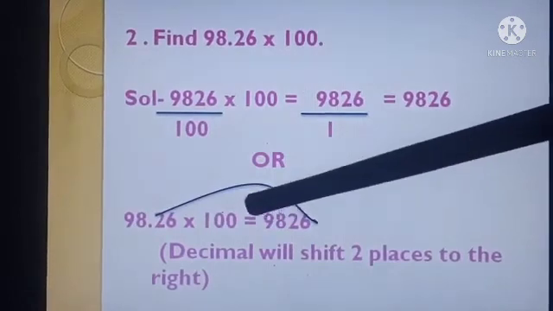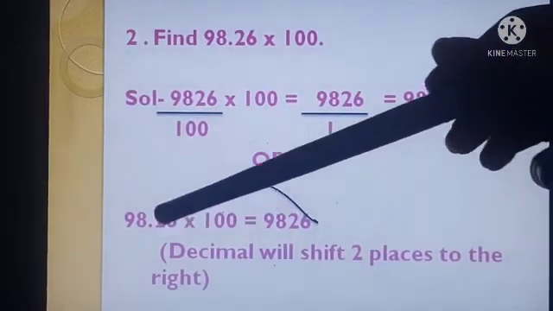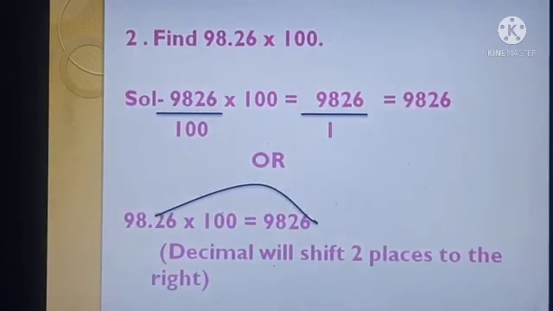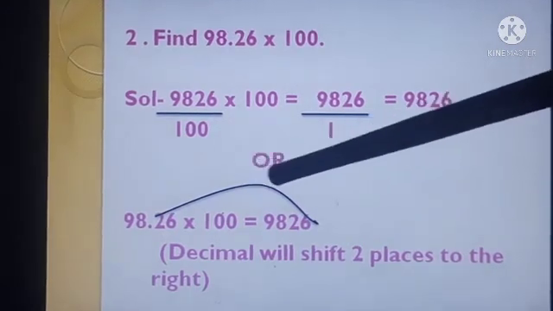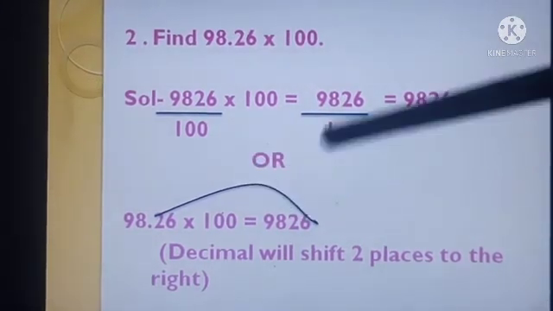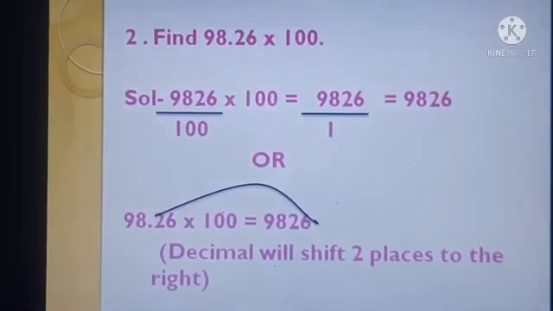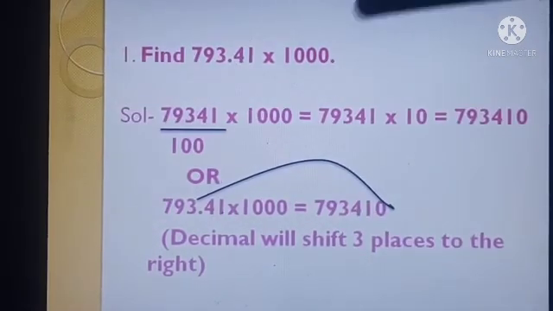Before that question, we were multiplying with 10, so the decimal was shifted one place forward. In multiplication the decimal goes forward, and in division we will shift the decimal backward. Right? So now our answer has become 9826. Now see the next question.